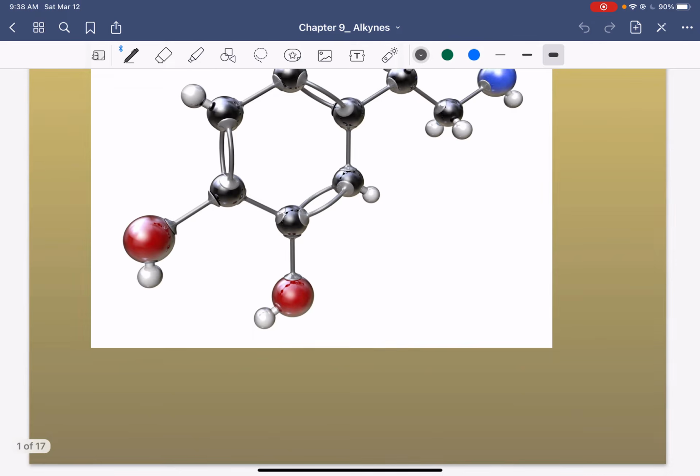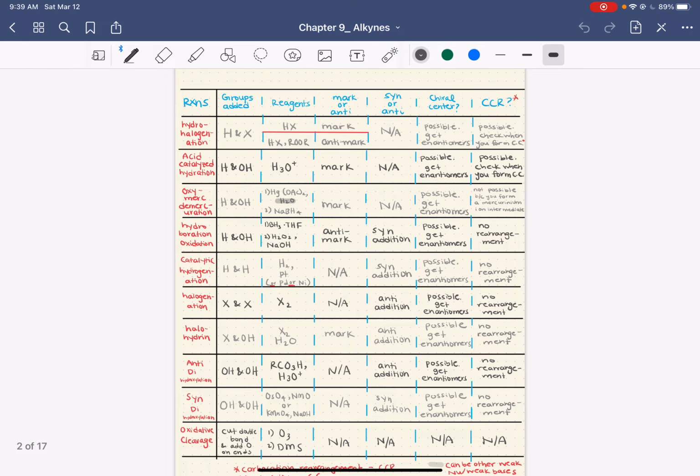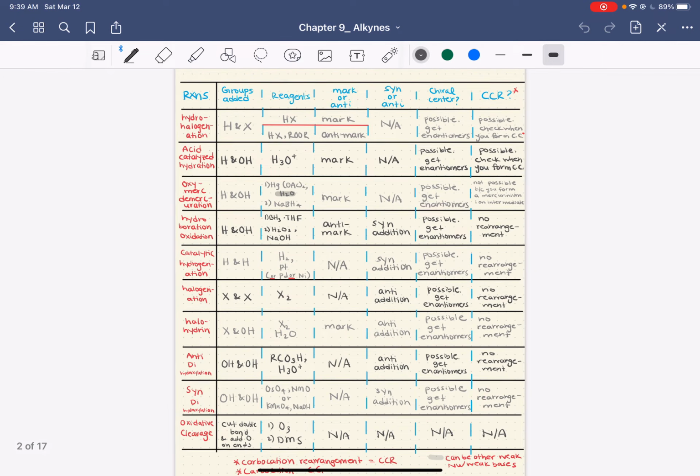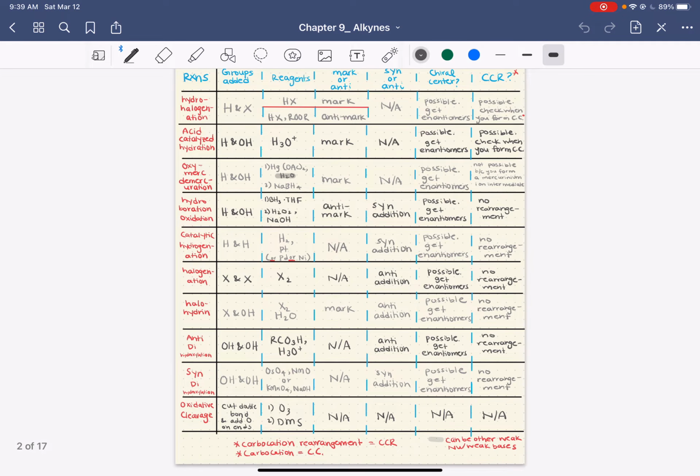Now, the first page of my notes is an overall summary of everything we talked about in chapter 8. Here you have all the reactions we talked about in chapter 8: hydrohalogenation, acid-catalyzed hydration, oxymercuration-demercuration, hydroboration-oxidation, catalytic hydrogenation, halogenation, halogen reactions, anti-dihydroxylation, syn-dihydroxylation, and oxidative cleavage. And for every single one of these reactions, I have a little bit of a profile built for each right here.